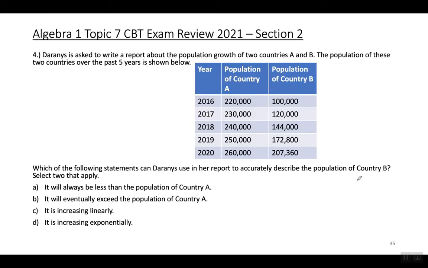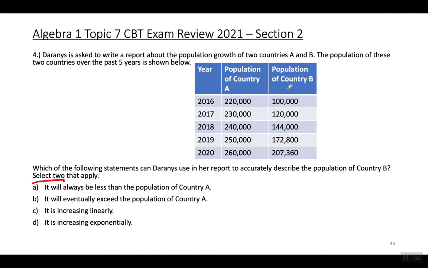Number 4. Daranis is asked to write a report about the population growth of two countries A and B. The population of these two countries over the past 5 years is shown below. Which of the following statements can Daranis use in her report to accurately describe the population of country B? Select two that apply. There's two correct answers. Hay dos respuestas correctas.